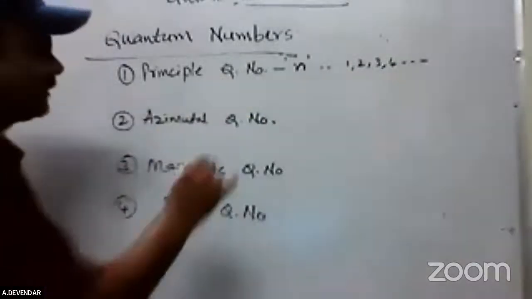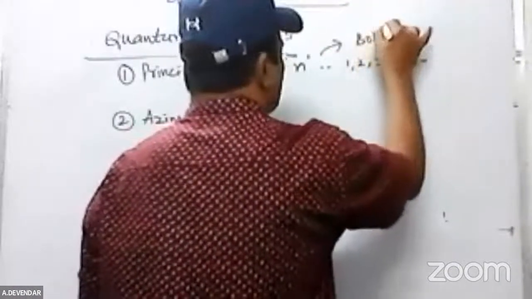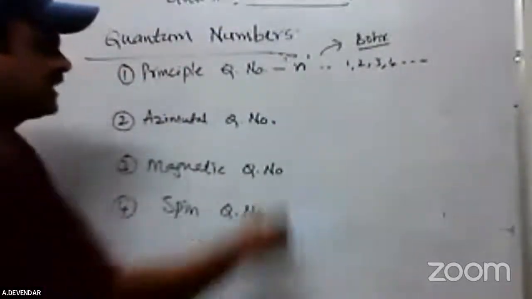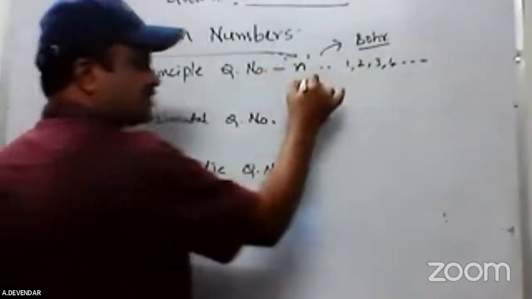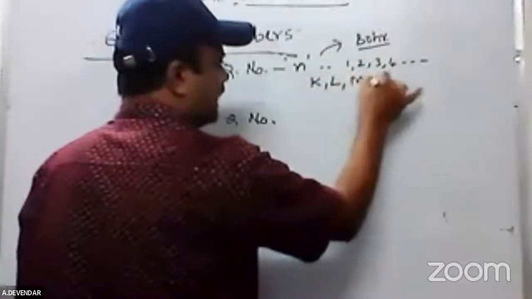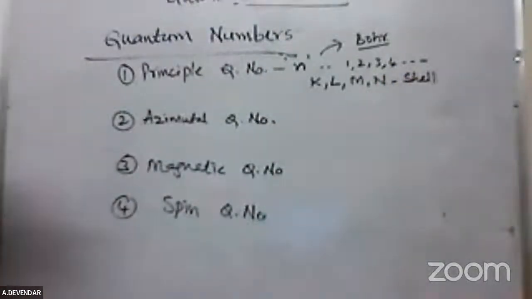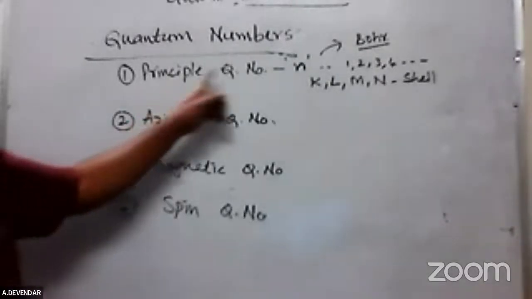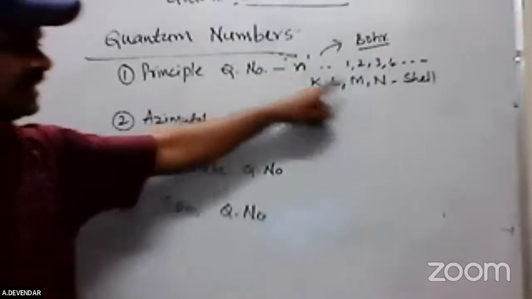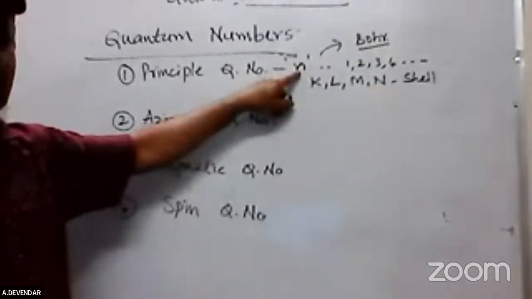The principal quantum number was proposed by Bohr. Just now you already used it. It is represented by the letter n. These are also designated as shells: K shell, L shell, M shell, N shell. These are the orbits or shells: K orbit, L orbit, M orbit. See friends, these are capital letters only. But the principal quantum number is a small n. Here also n is there, this is a capital N. It is an orbit, and the other is the principal quantum number.